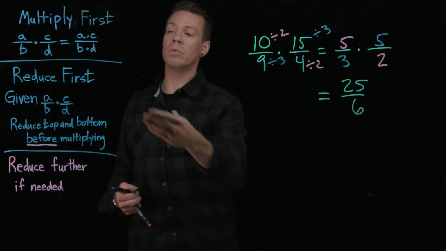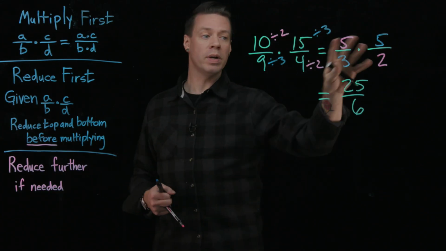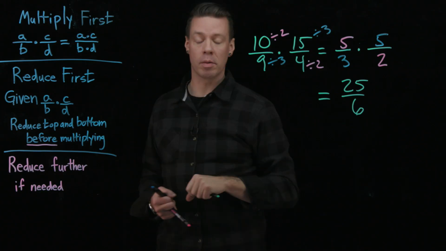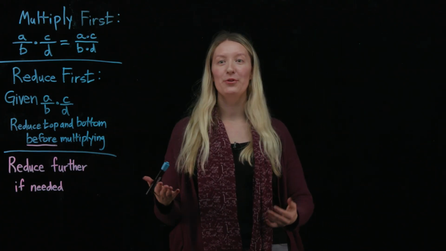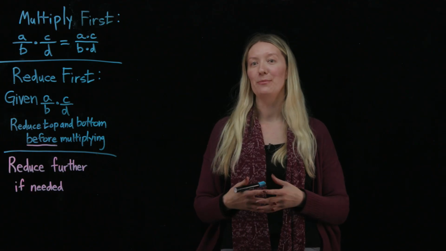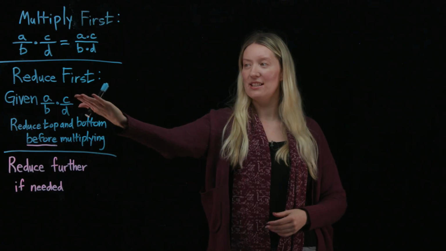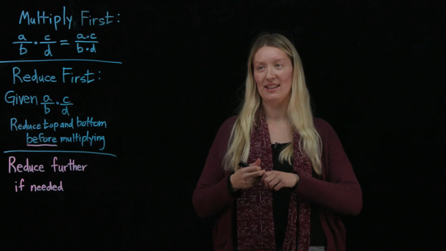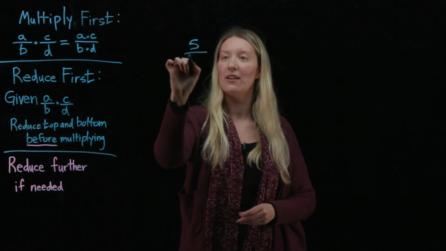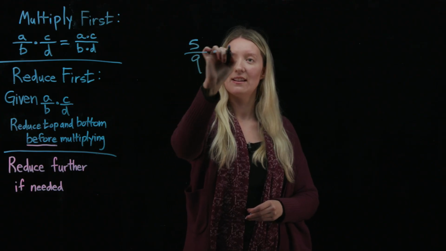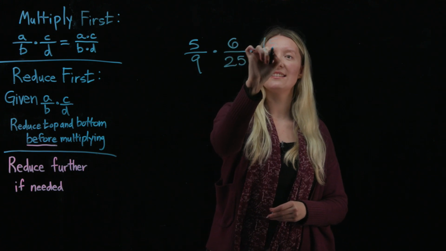And this is our new strategy. We're going to reduce first before doing that multiplication. Always top and bottom before multiplying. Now we're going to do a challenge problem where we multiply 3 different fractions together. And because it's more likely that numbers will blow up when I have more fractions, I want to definitely use the reduce first method. So the fractions that we're going to multiply together are 5/9 times 6/25 times 15/8.